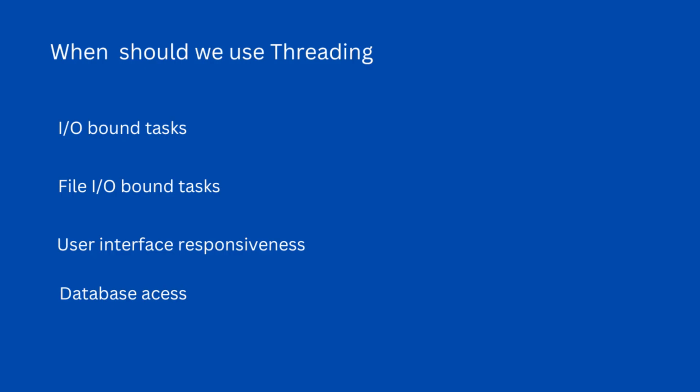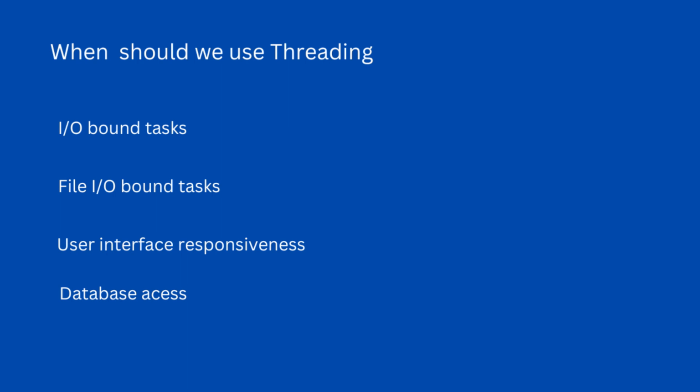So when should we use multi-threading? Here are some of the basic use cases where we can use multi-threading. First one is input-output bound tasks. Example, downloading files. Multi-threading can be used to download multiple files simultaneously, which is especially useful when dealing with many small files or slow network connections. Second one is file input-output operations. Example, reading multiple files. Reading content from multiple files at the same time can speed up data processing tasks. So we can use multi-threading for input-output file operations.